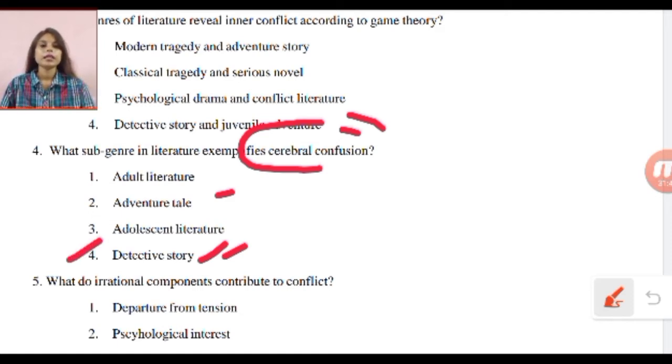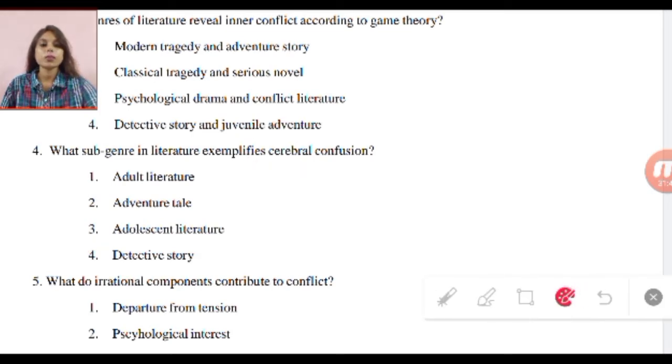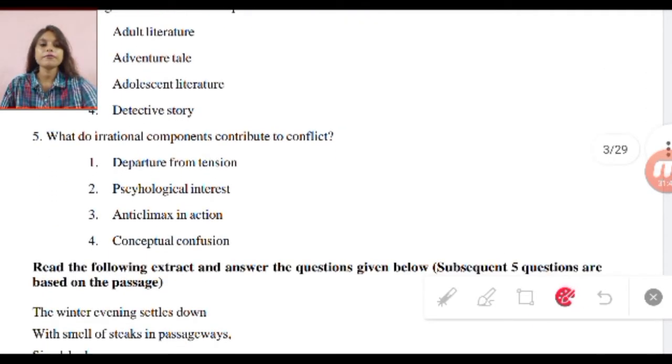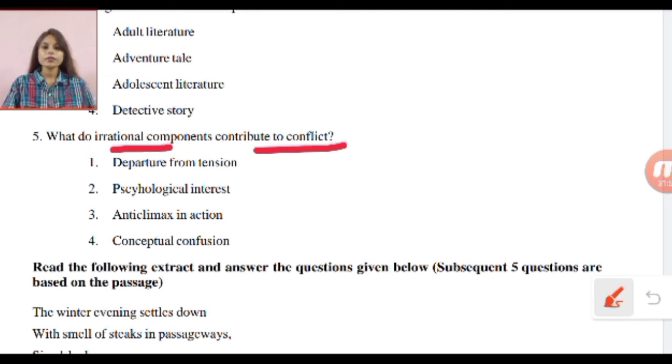All right, let us move over to the next question, that is question number 5, which says, what do irrational components contribute to conflict? So first of all, what is an irrational component? Irrational means something which cannot be backed by any logic or reason. All right. So how do these irrational components contribute to conflict? Conflict means clash. All right. You all know conflict means clash and fight and all those. Okay. So the correct option would be number 2, that is psychological interest.